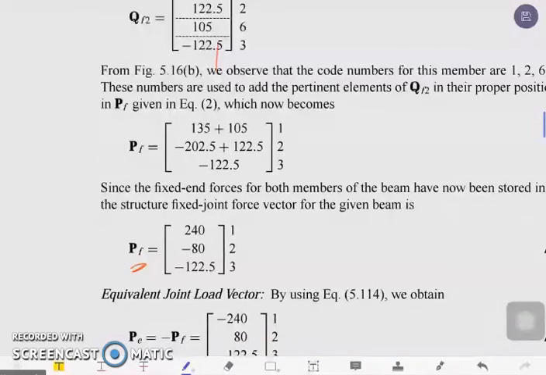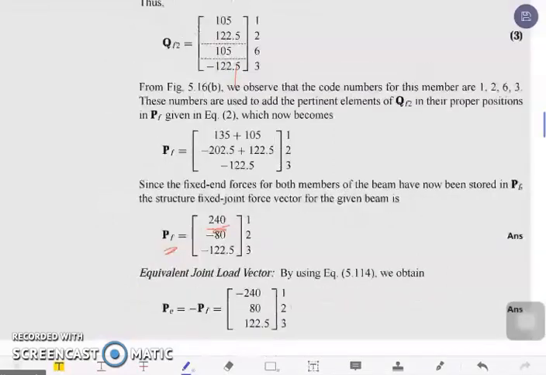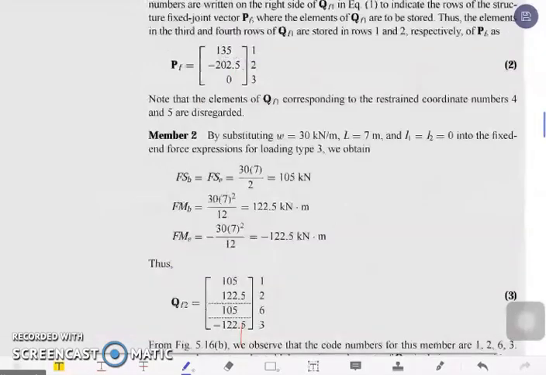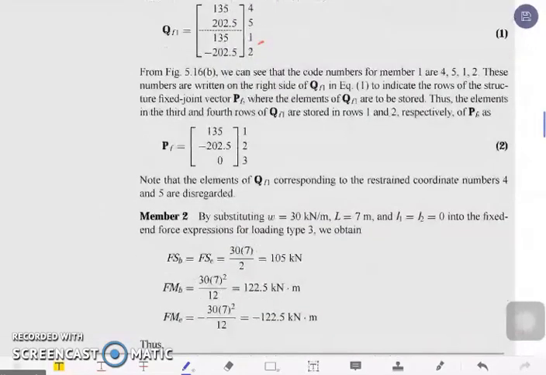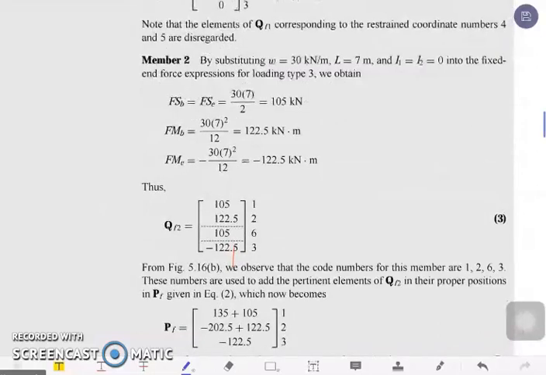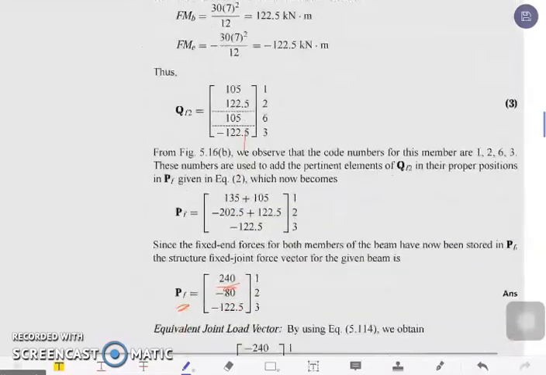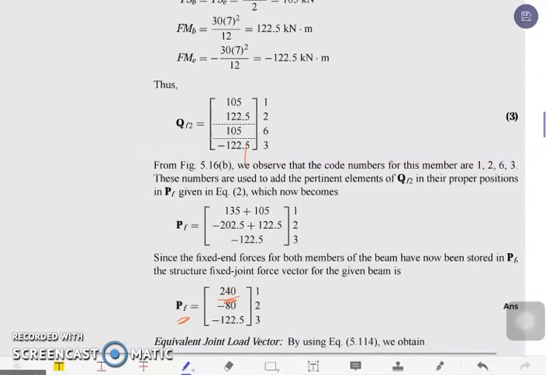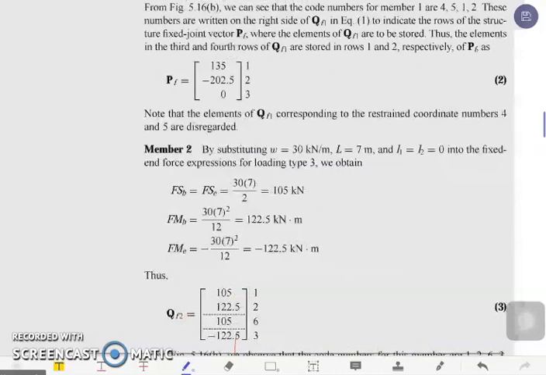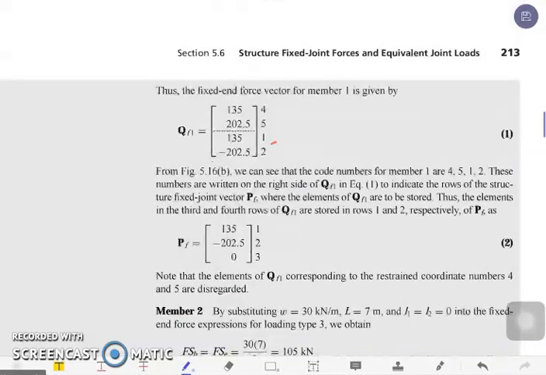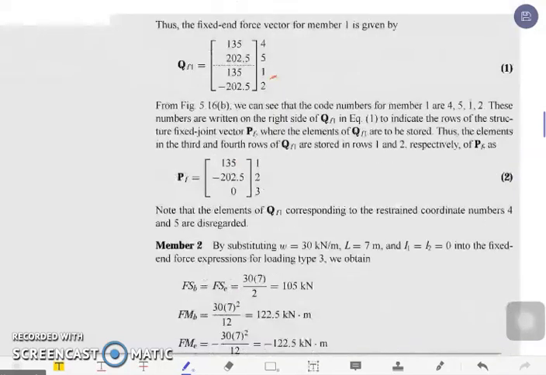So how do we obtain this one? You go back to member 1, Q sub F1. If there is a code number 1, you write down 135. Member 2 also has 1, so you add that one. So 135 plus 105, you get 240. So that's the result. Then for code number 2, we have here member 1, which has negative 202, then member 2 has negative 122.